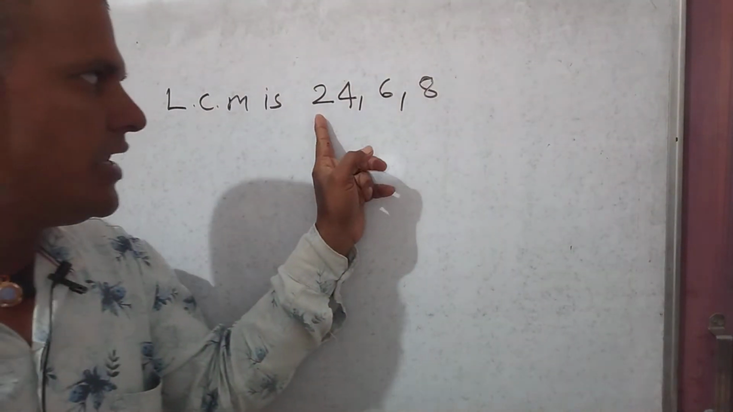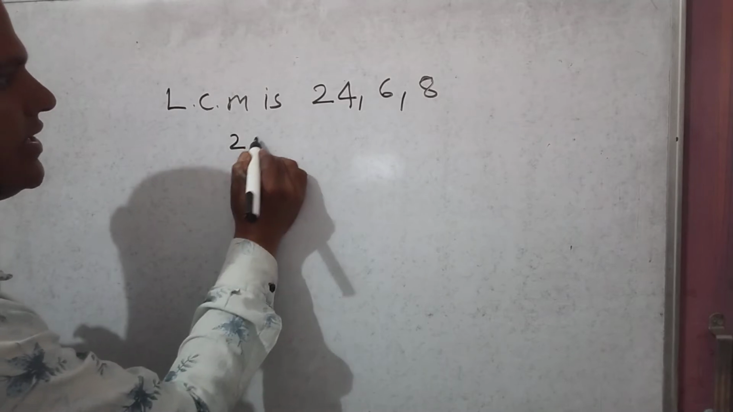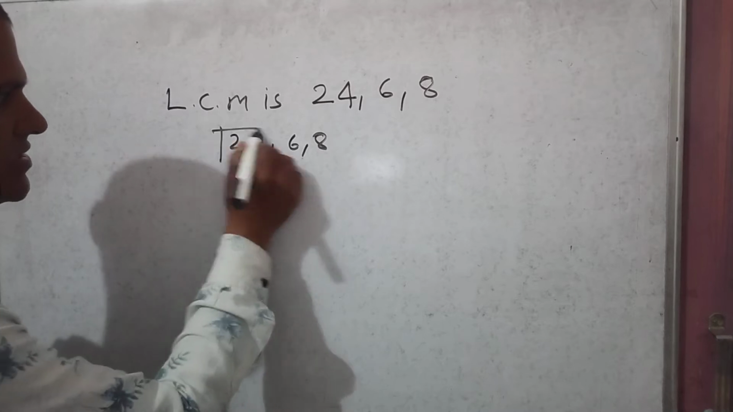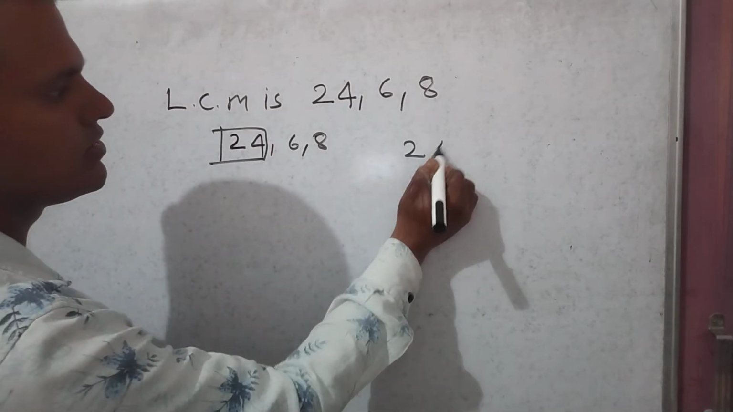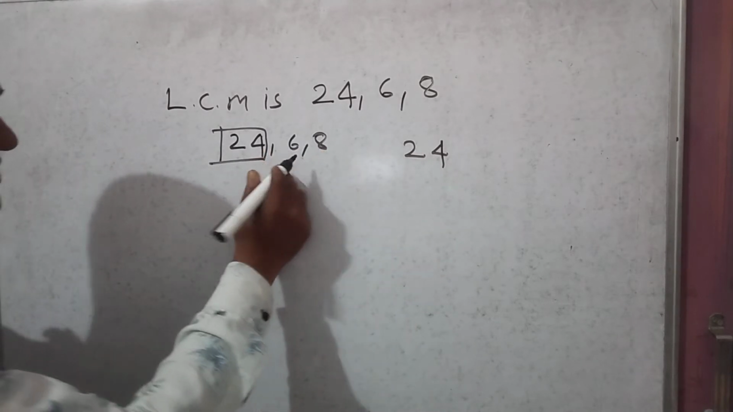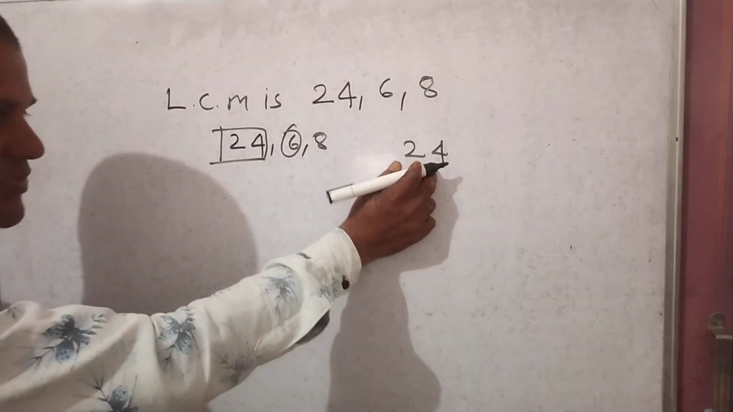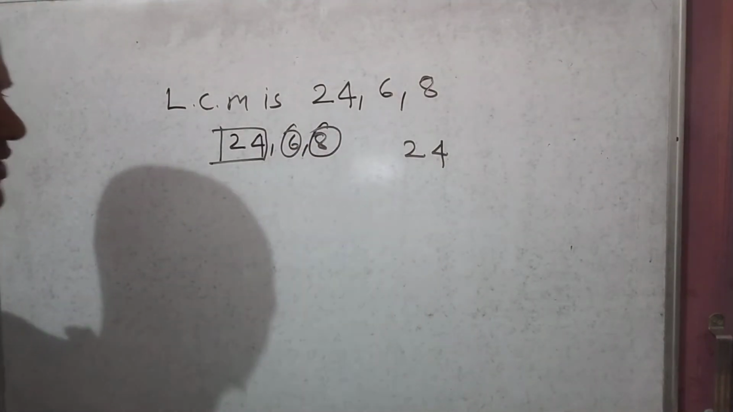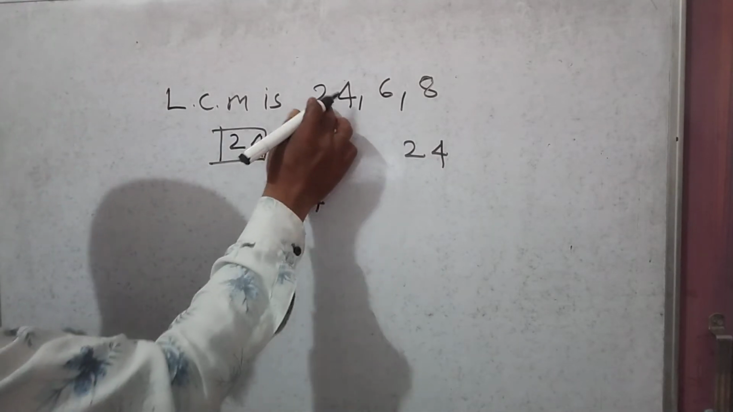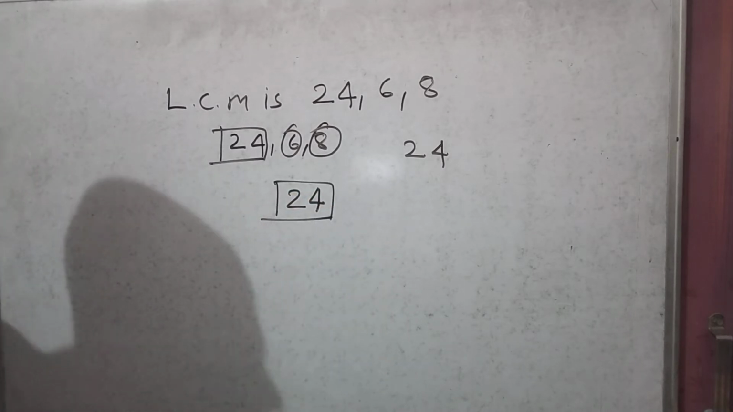LCM of 24, 6 and 8. The biggest number is 24, so pick 24. 24 is divisible by 6, yes, so neglect it. 24 is divisible by 8, yes. So our LCM is 24. 24, 6, 8: LCM is 24.